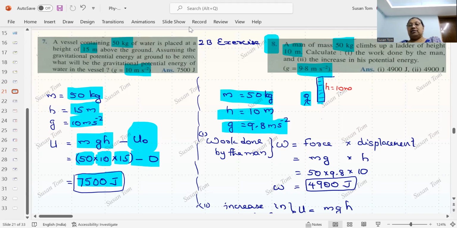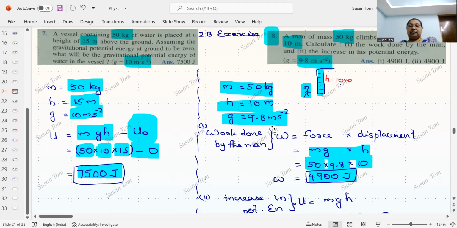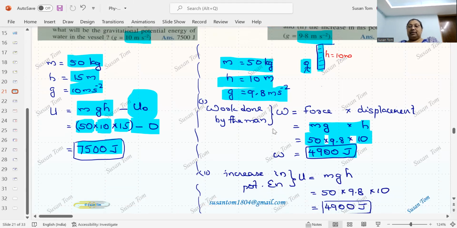Work done is equal to force into displacement, or you can simply take the potential energy mgh. The result is the same: mass into g into height gives 4900 joules. Increase in potential energy is equal to U, that is mgh, which is the same, because they have asked the same, only on the ground we are assuming it to be 0. So once again, solve it, that's it.